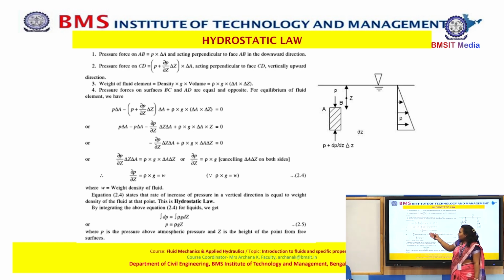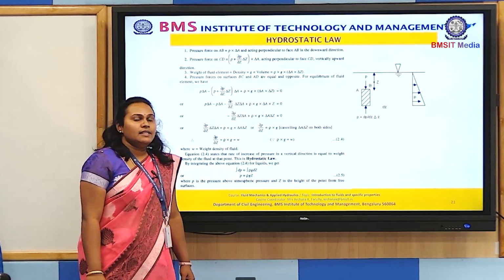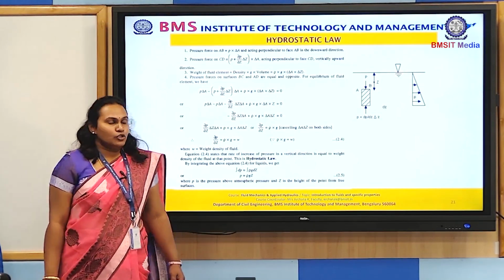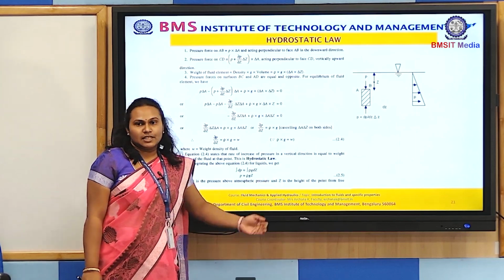Further, when you simplify, we end up with dP by dz equal to rho g. And when you integrate on both sides, we end up with P equal to rho g Z, where Z is your vertical movement, that is the depth from the free surface. In some textbooks, they've given it as H. So we can express the equation as P equal to rho g Z or rho g H.